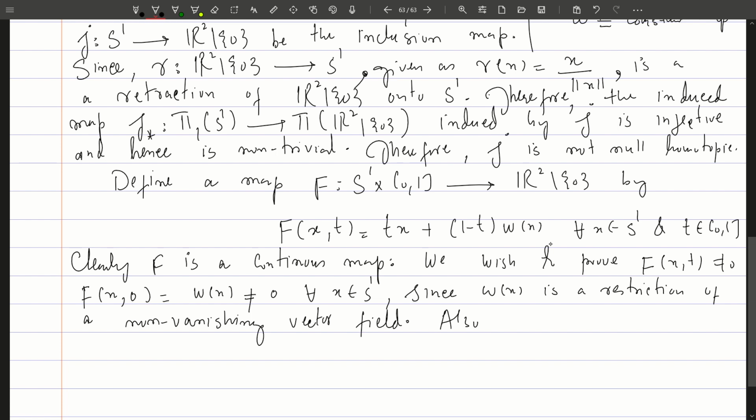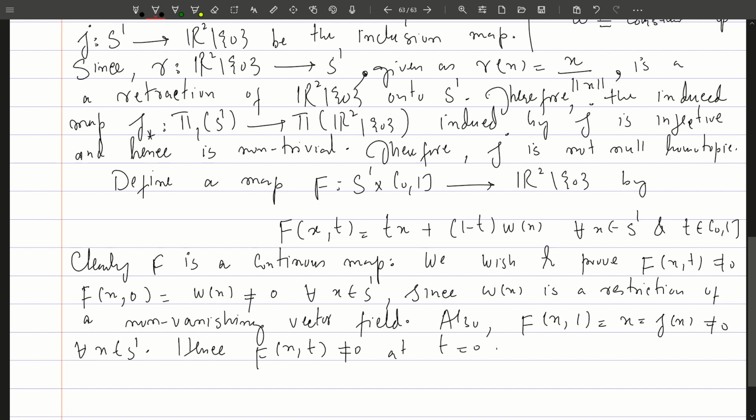Also, if we take t to be 1, then f of x,1 is just x, which is the same as J of x, which is also not 0 for all x in S1. So hence f of x,t is non-zero at t equal to 0 and 1.